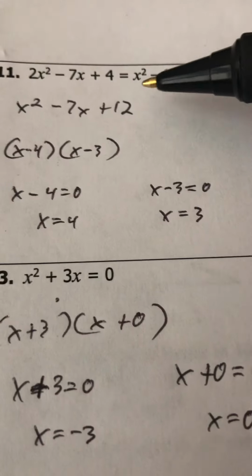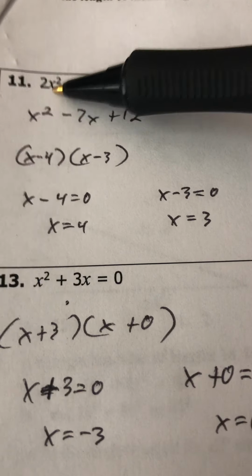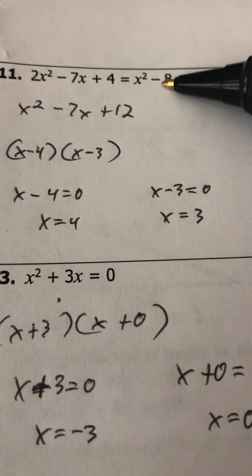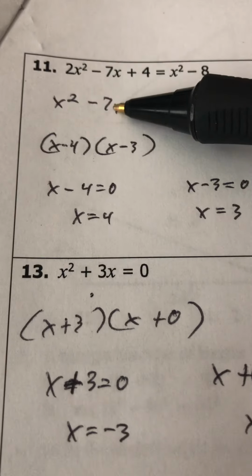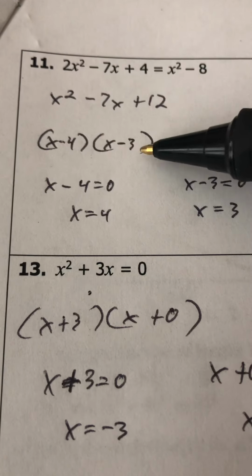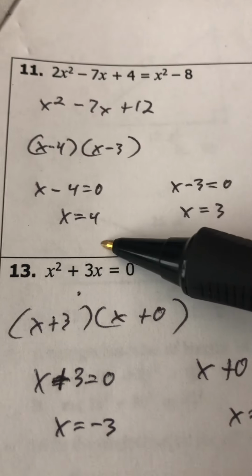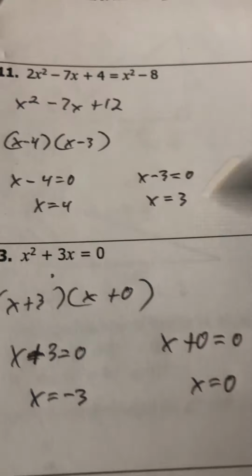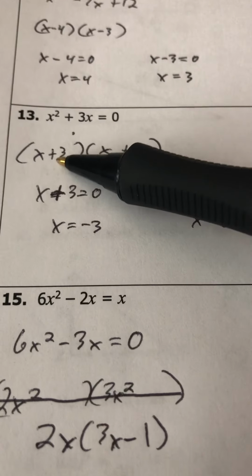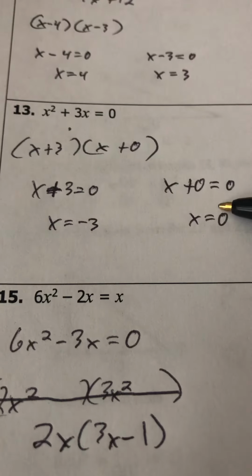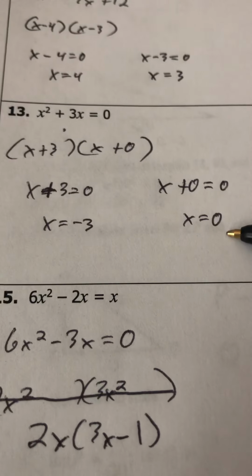This one, I have to bring this over here. I subtract an x squared. I have to add an 8 over here. Two numbers I multiply to get 12 and add and get -7 would be -4 and -3. Set them both to 0, and I get x equals 4 and x equals 3. This one is just going to be split up like so, and I get -3 and 0.